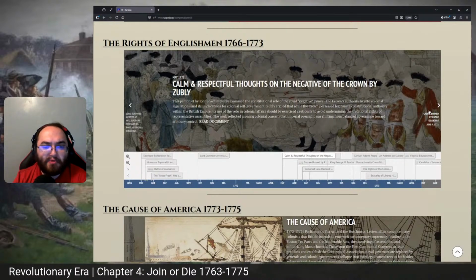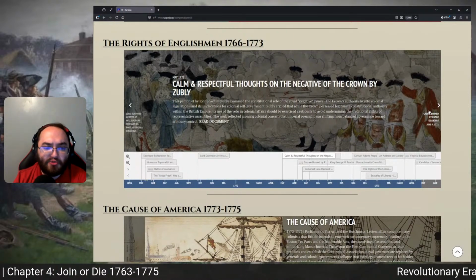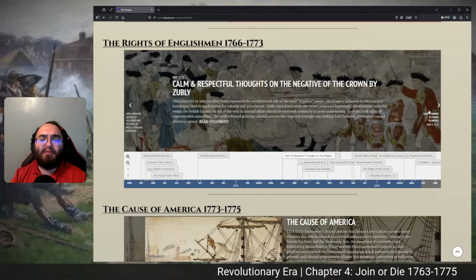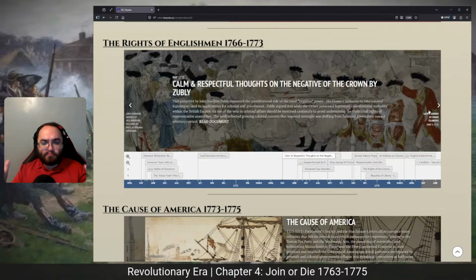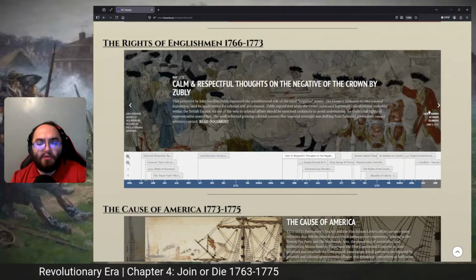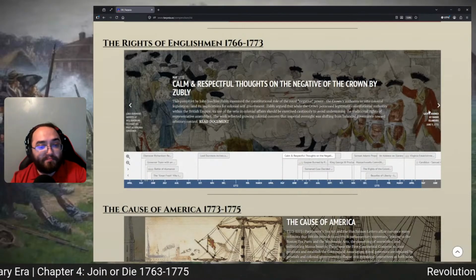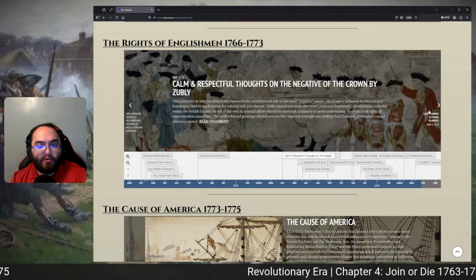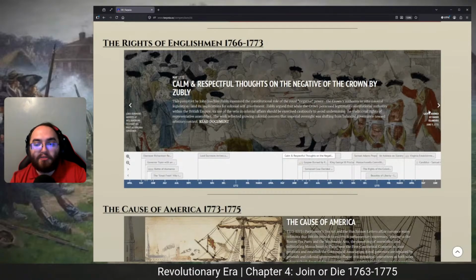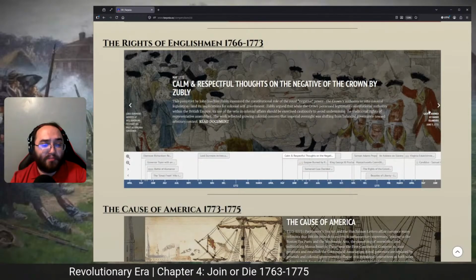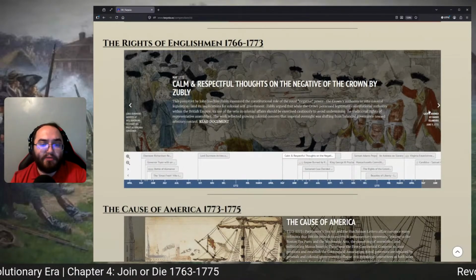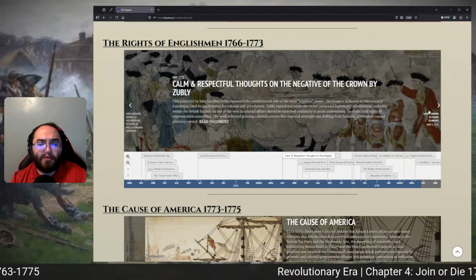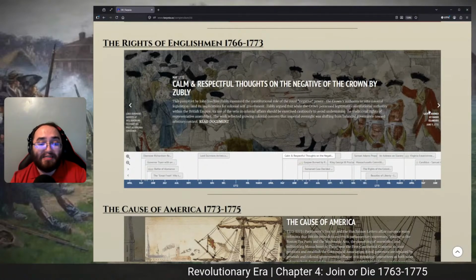Let's see, A Calm and Respectful Thoughts on the Negative of the Crown by Zubley. This is another political essay talking about the negative power of the crown, which is the crown's authority to veto colonial legislation, and its implications for colonial self-government. Zubley argued that while the crown possessed legitimate constitutional authority within the British Empire, its use of the veto in colonial affairs should be exercised cautiously to avoid undermining the traditional rights of representative assemblies.